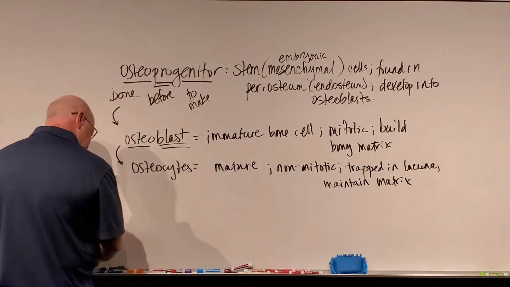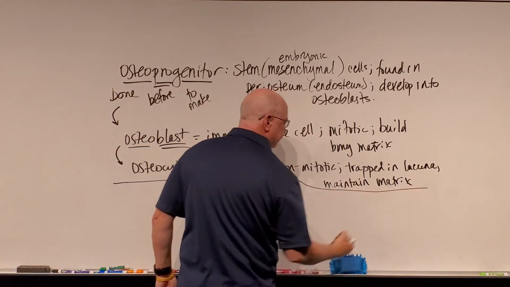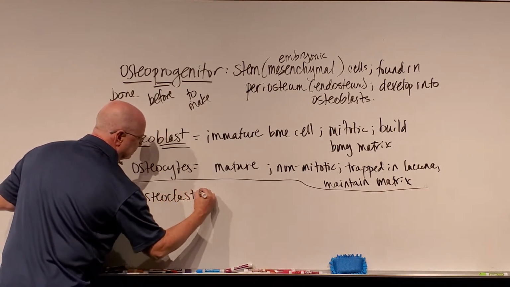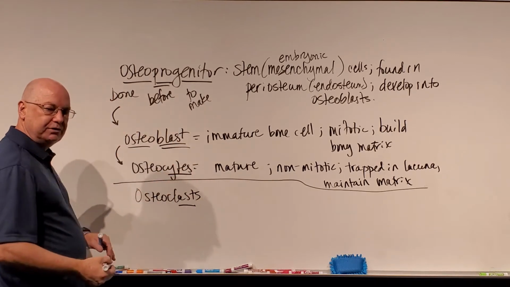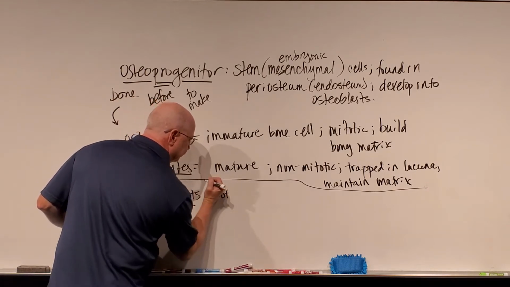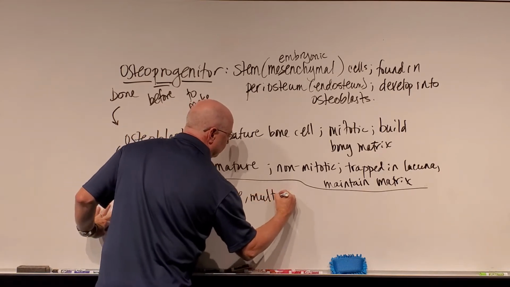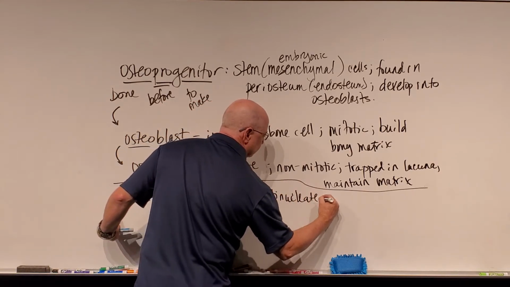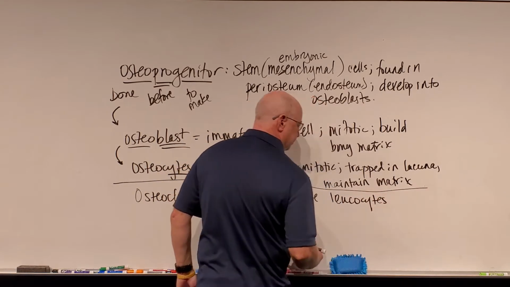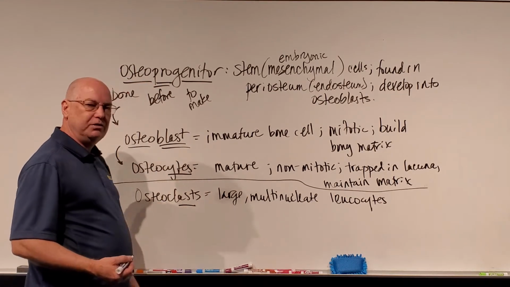Now I'm going to draw a line here because there's a totally unrelated cell. It's not related to these cells, and we've talked about these before, also called osteoclasts. So you're seeing those suffixes that we talked about in tissues. Osteoclasts are not, well, let's just describe them. They're very large, multinucleate leukocytes. They're a white blood cell. They're a modified white blood cell that just lives in the bone tissue.